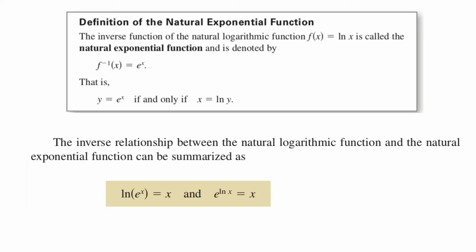The inverse function of the natural logarithmic function, f of x equals the natural log of x, is called the natural exponential function and is denoted as e to the x. So you may have learned it as y equals e to the x if and only if x equals the natural log of y. The inverse relationship between the natural logarithmic function that we've been studying over the past few days and the natural exponential function can be summarized here as the natural log of e to the x is equal to x, and e to the natural log of x is equal to x.